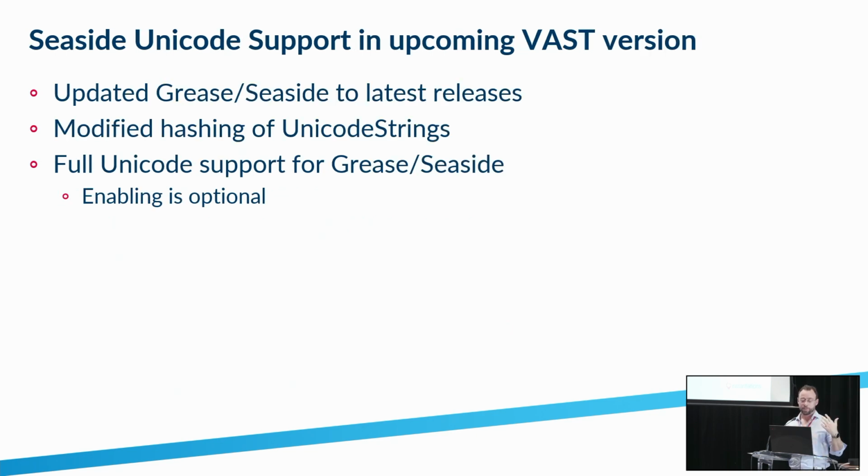And this is what's coming in the next version. Basically, we updated CSI and Grease to the very latest version on the GitHub repository. And just updating this wasn't straightforward, as we added support of Unicode to C side, and we had to change the way we hashed strings in the Unicode string.